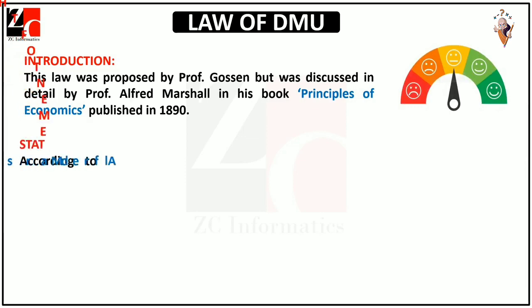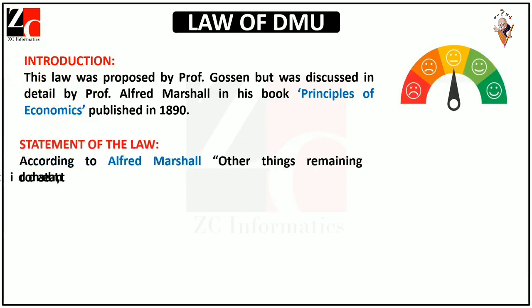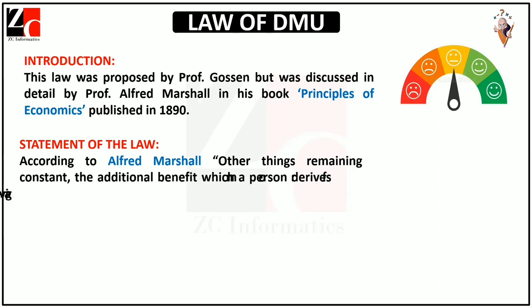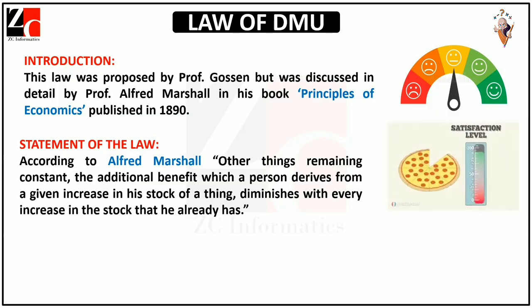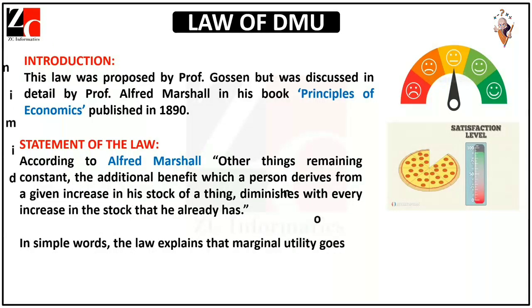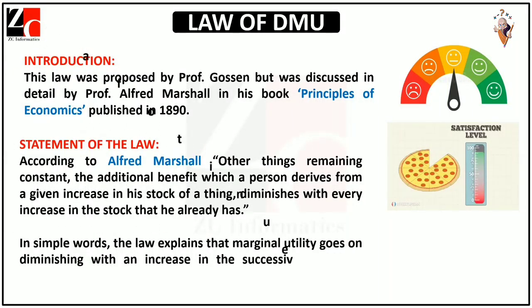Statement of the law. According to Alfred Marshall, other things remaining constant, the additional benefit which a person derives from a given increase in stock of a thing diminishes with every increase in the stock that he already has. In simple words, the law explains that marginal utility goes on diminishing with an increase in the successive unit of a commodity consumed.